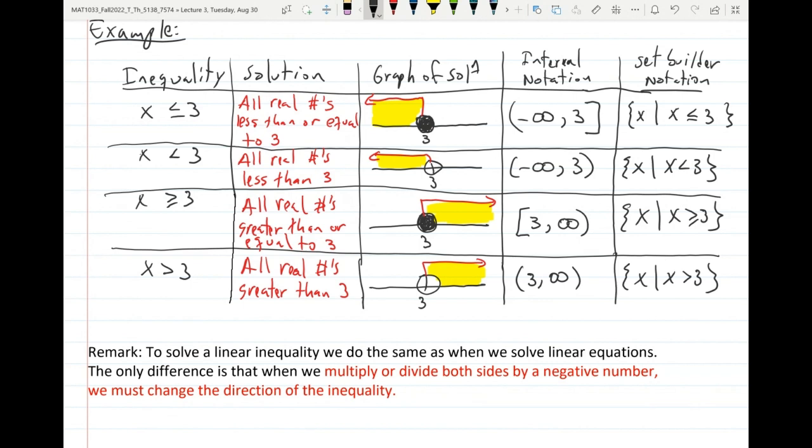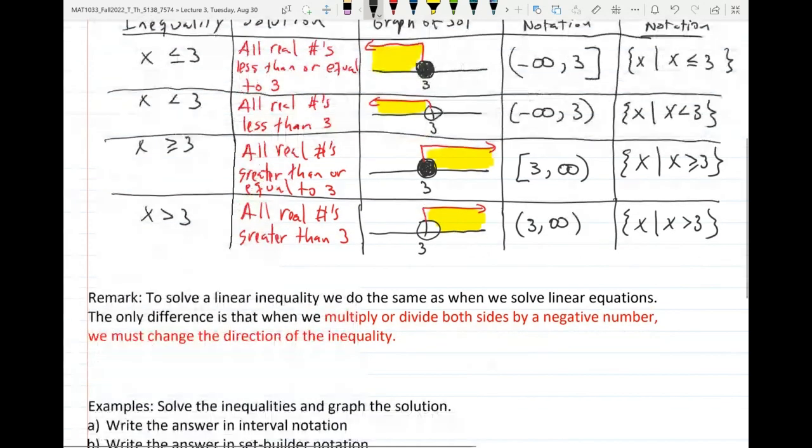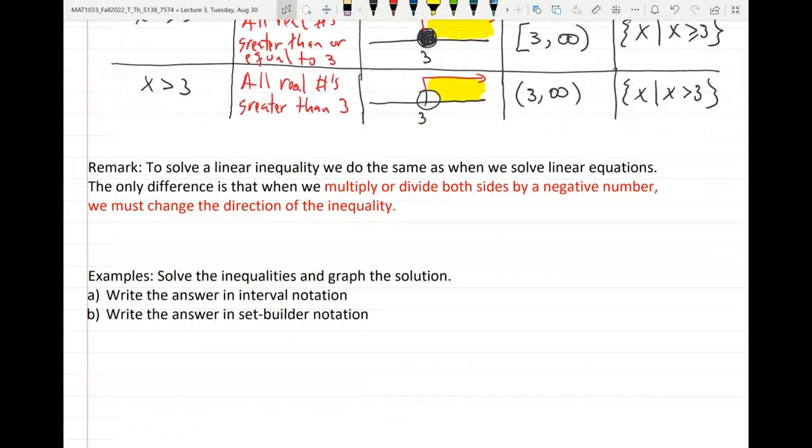Now we're going to do examples of more complicated ones, but every linear inequality reduces at the end to one of these cases. Once you are here, then you draw your picture and you write your interval notation. So how do we solve linear inequalities? Well, the good news is that we do exactly the same thing that we did for equations.